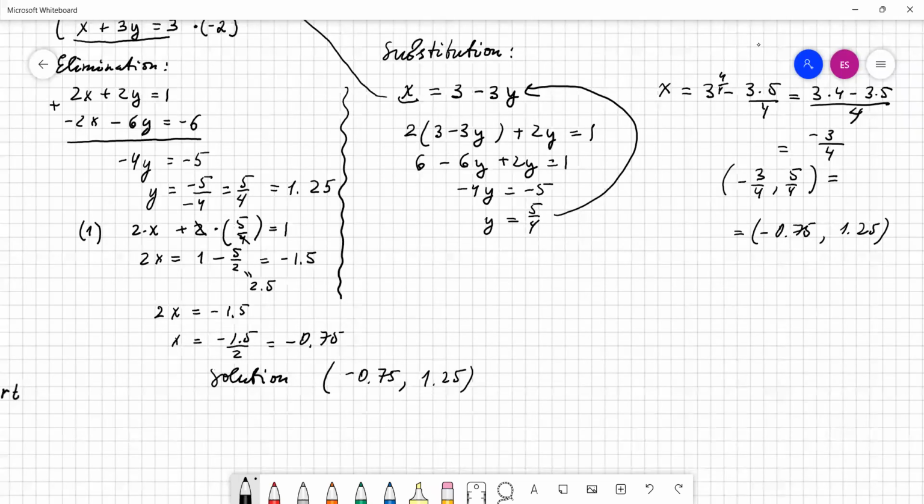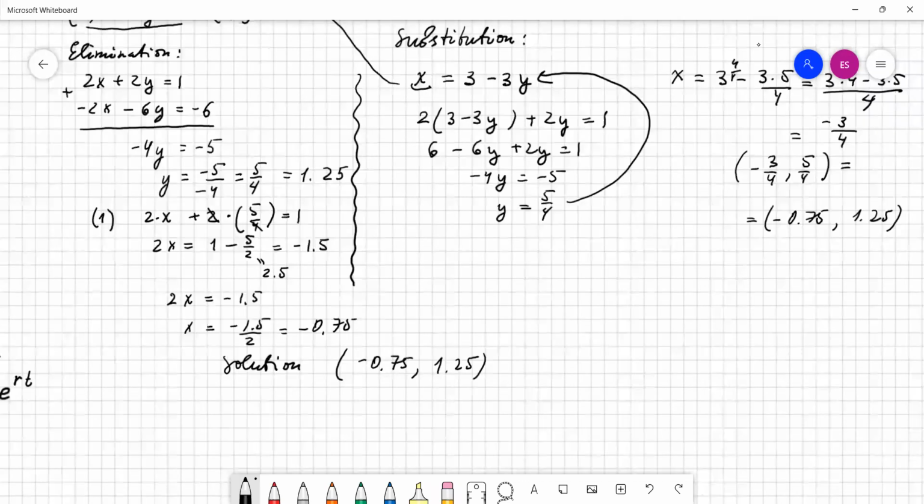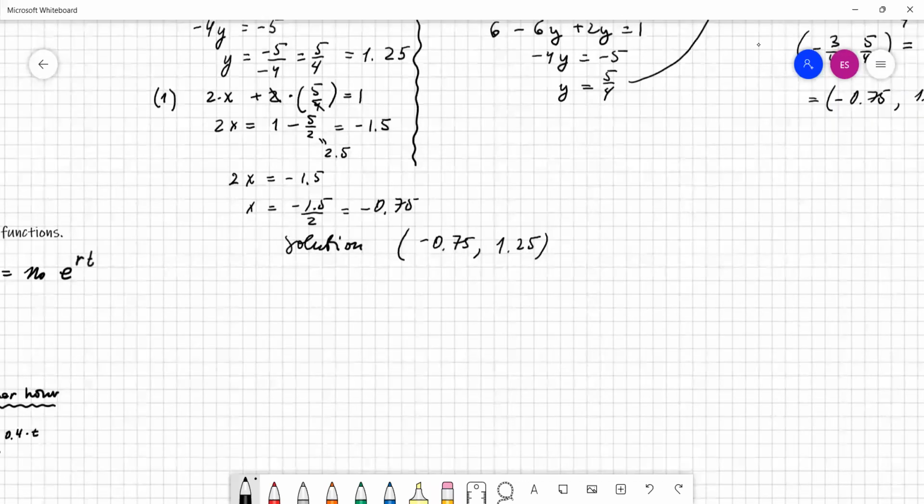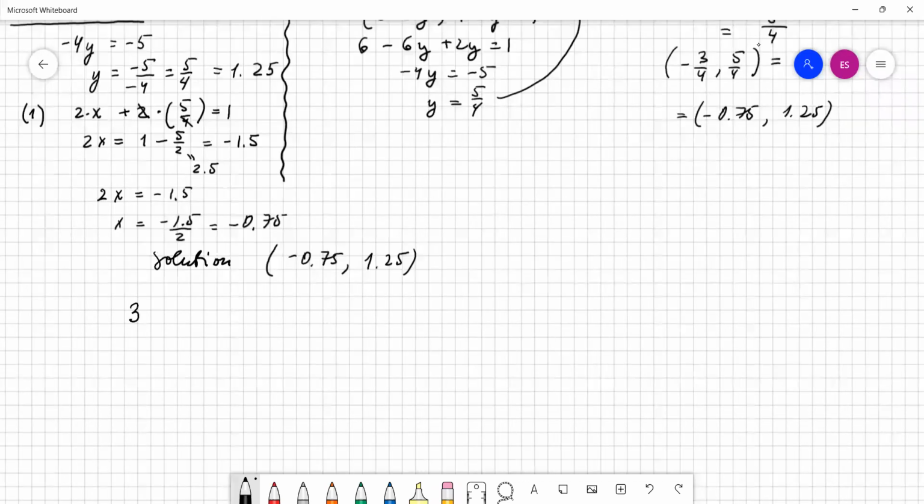I don't know, maybe it's a little bit faster to do it by substitution, maybe a little bit faster to do elimination. I don't really know. Usually I pick the method randomly. What is going to happen if we have more variables, like 3 variables? Well, let's see how it is going to be different.